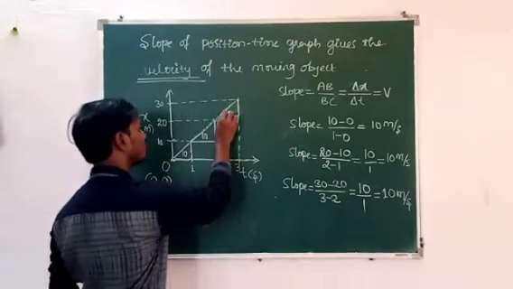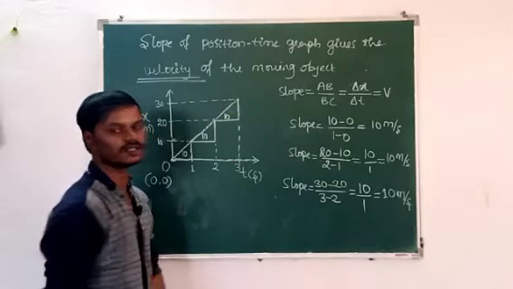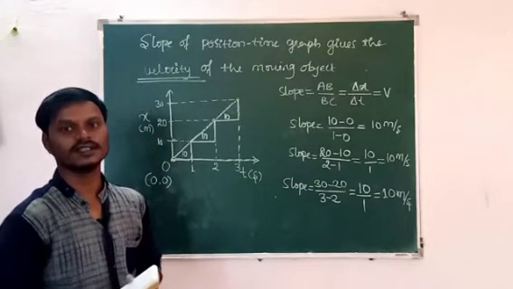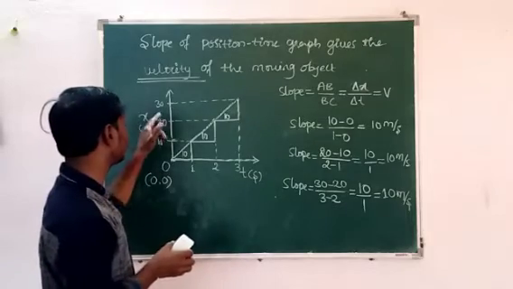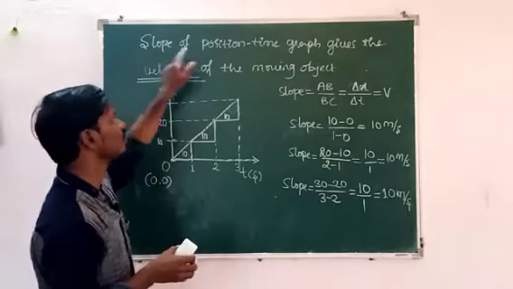See here. Here also this velocity of the object is how much? 10 meter per second. Then how to determine the velocity of the object? By using position versus time graph, by taking its slope.